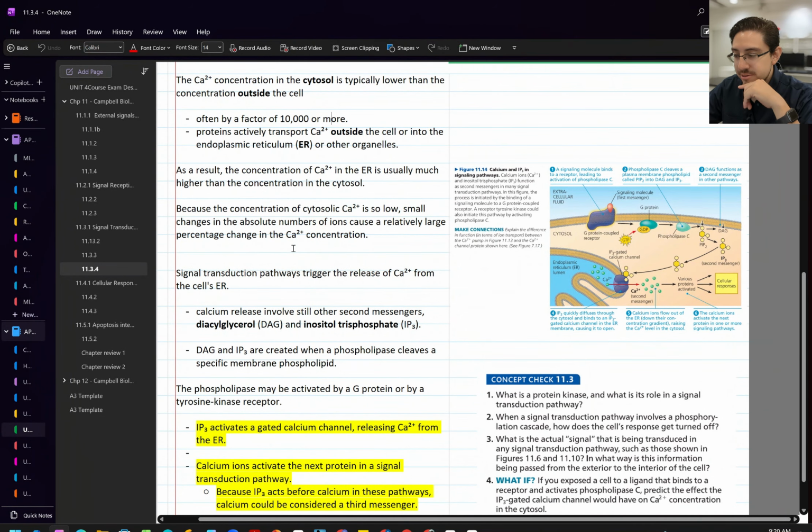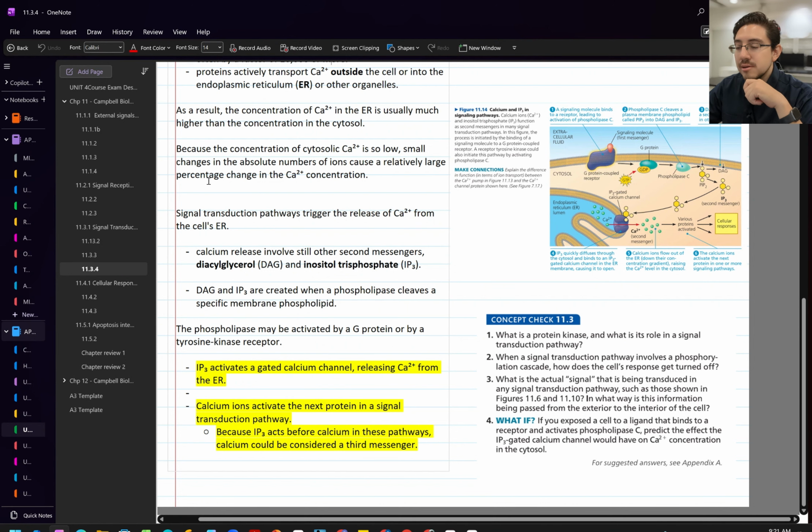Now, the reason for that: the cytosolic calcium is low, so small changes in calcium ions can cause a relatively large percentage change in calcium concentration. Why is this important? Because whenever you release calcium from the ER or the mitochondria, or bring it in from the extracellular environment, this activation of calcium can trigger cellular responses.